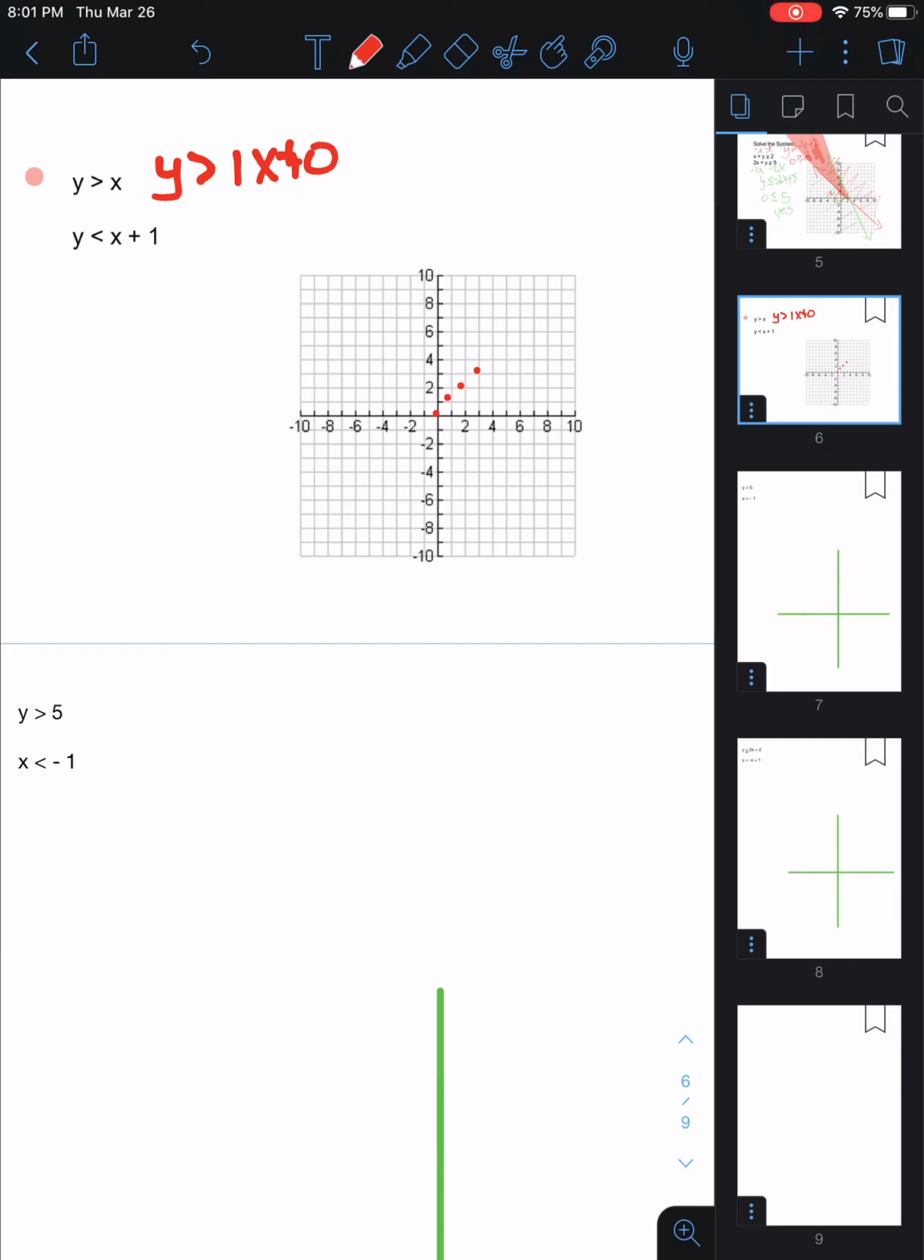Now let's try that again. Still missing it. Okay, so there would be the boundary.